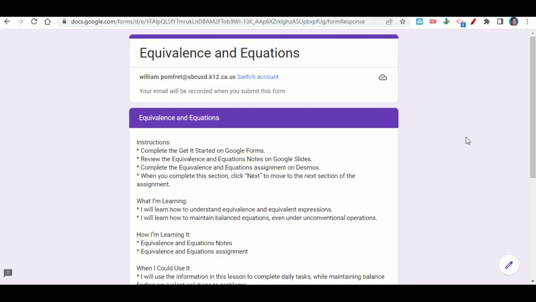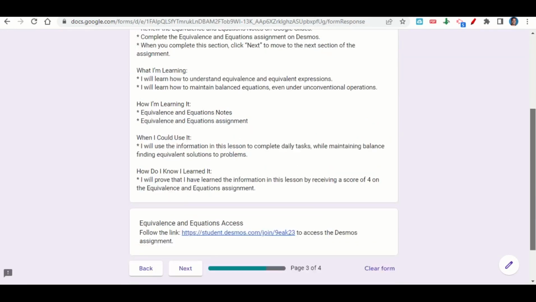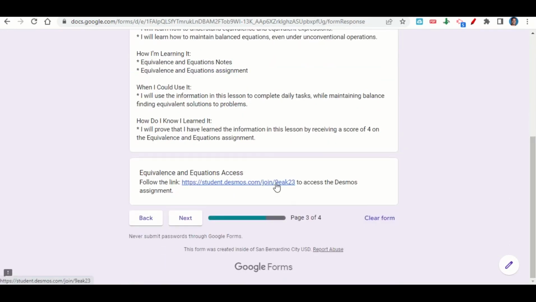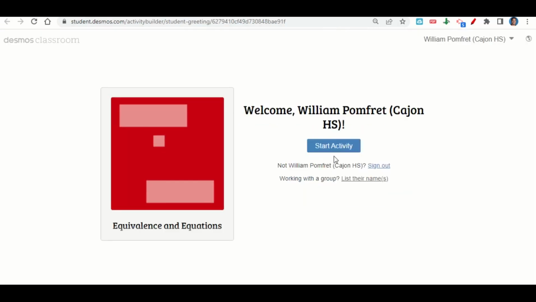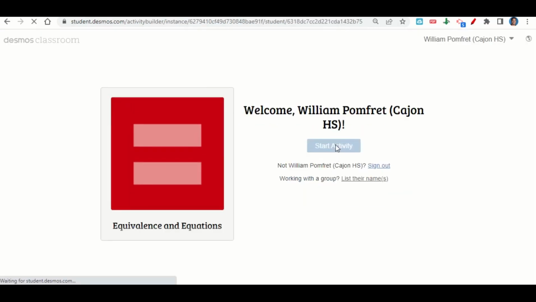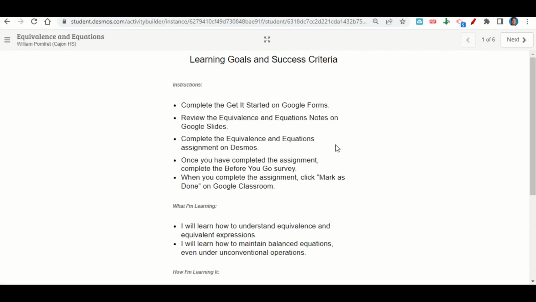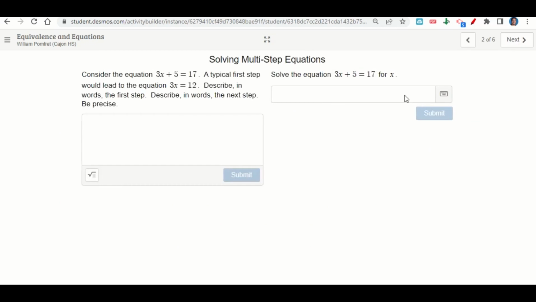Let's take a look now at the Equivalence and Equations assignment. The assignment begins with the learning goals and success criteria. If we scroll down, there's a link here to take us to the Desmos activity. Go ahead and click on that link. Go ahead and click Start the Activity. The activity begins with the learning goals and success criteria. We'll go ahead and click Next.